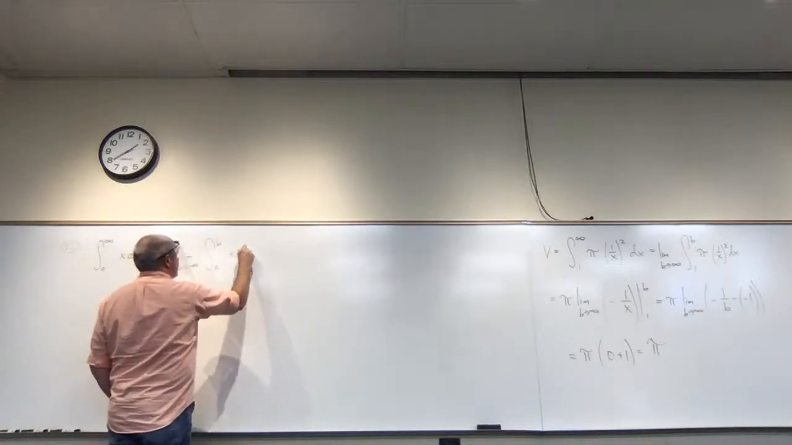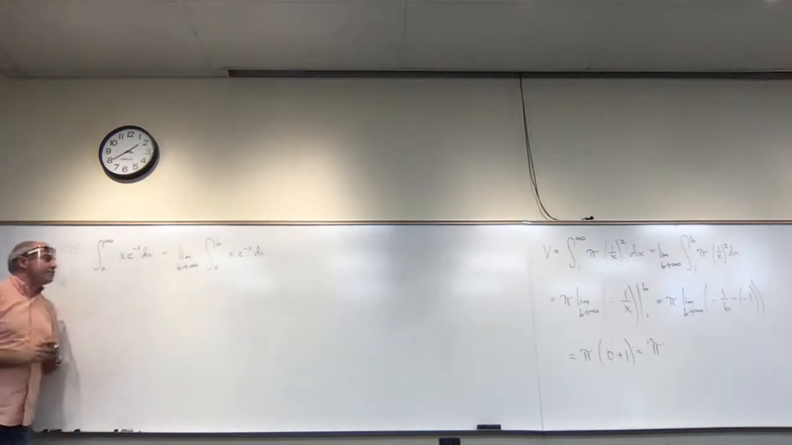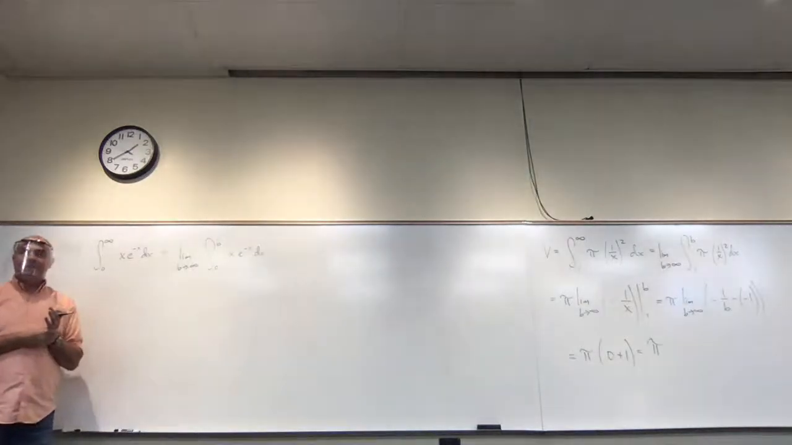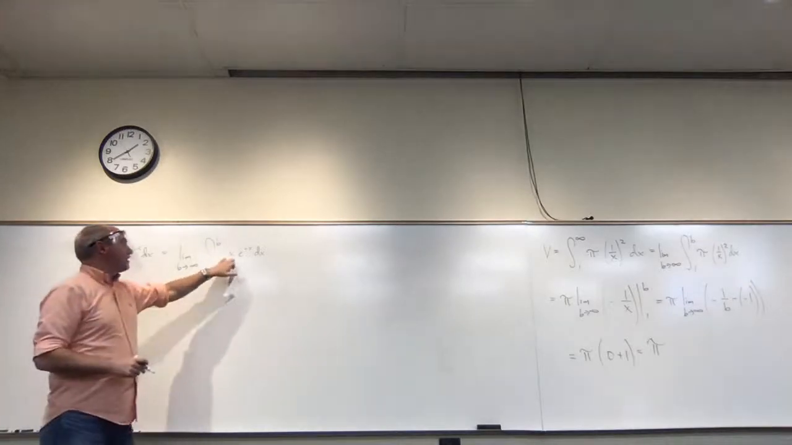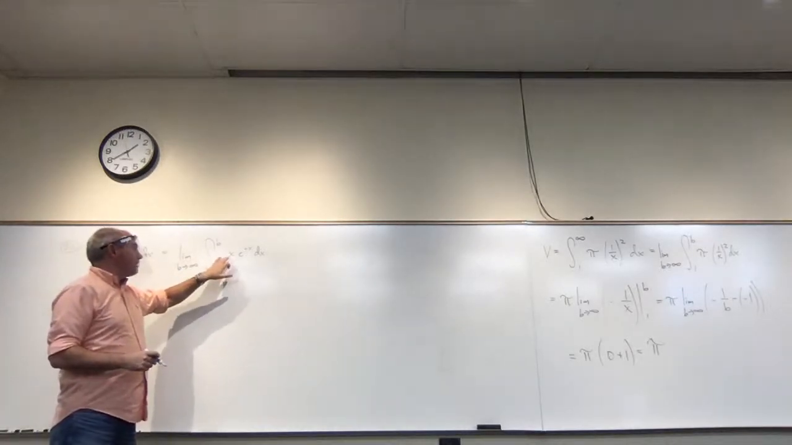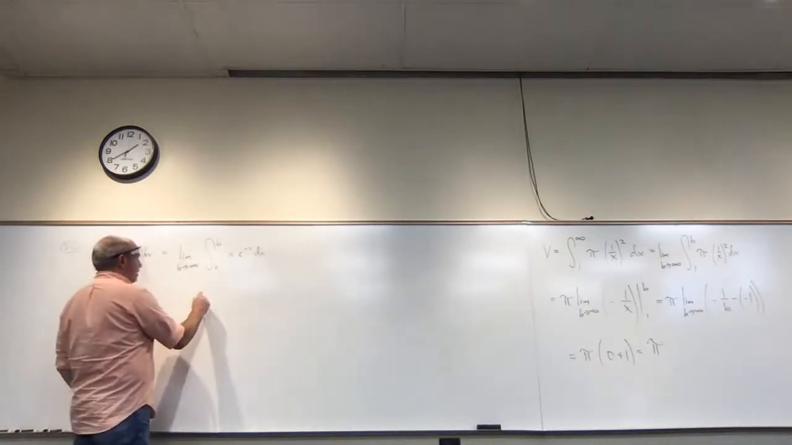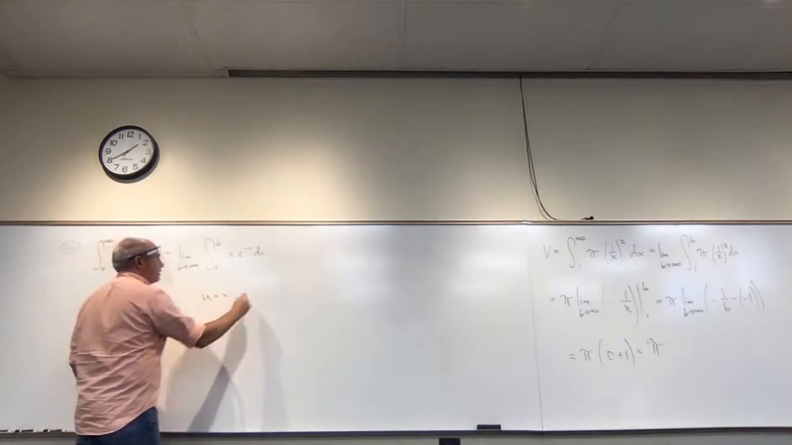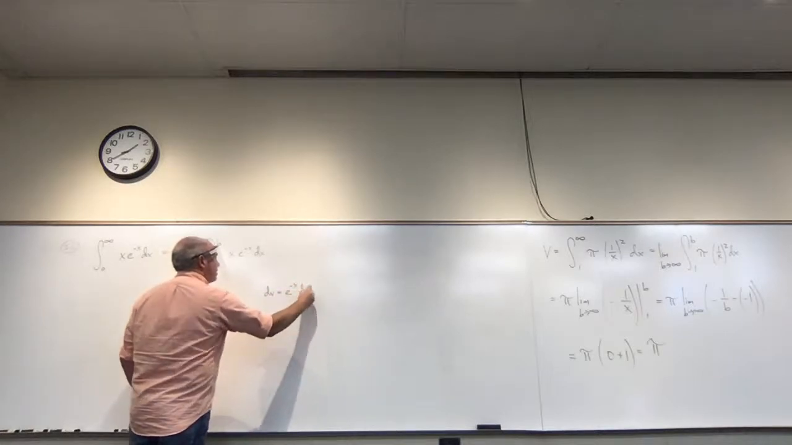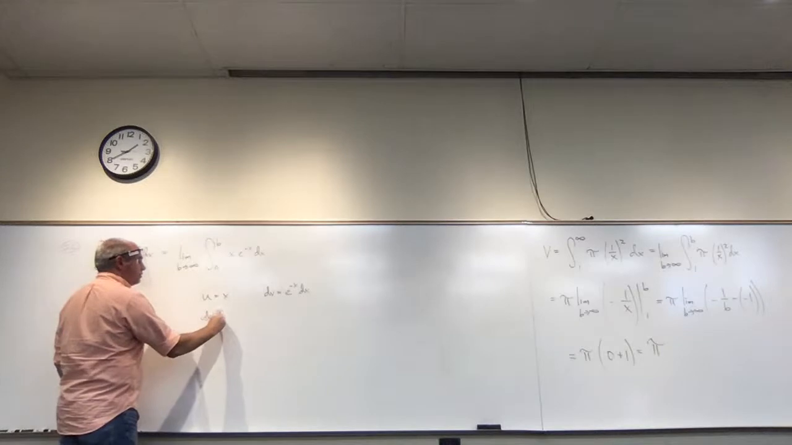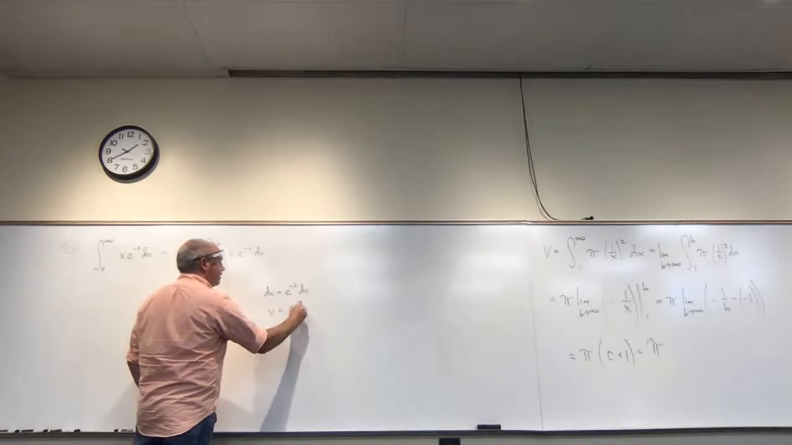x e to the minus x dx. And now what do you suggest as a strategy? Yeah, integration by parts seems very good. We want the x to get simpler. So let's let x be my u, which means that e to the negative x dx will be my dv. So I want u to be x, and I want dv to be e to the minus x dx. du is dx, and v would be negative e to the negative x.